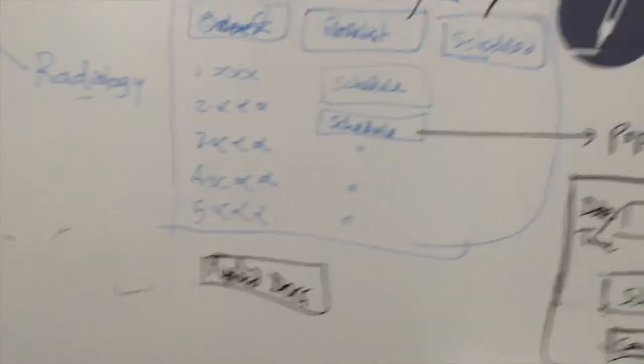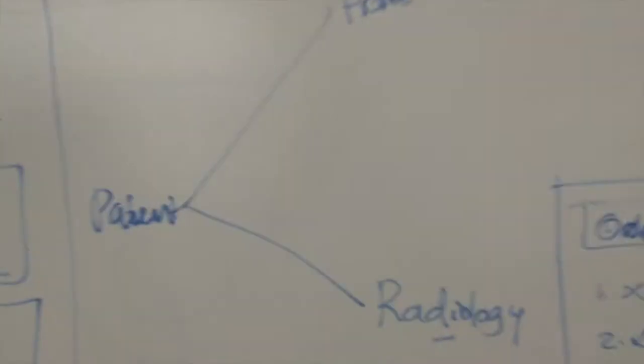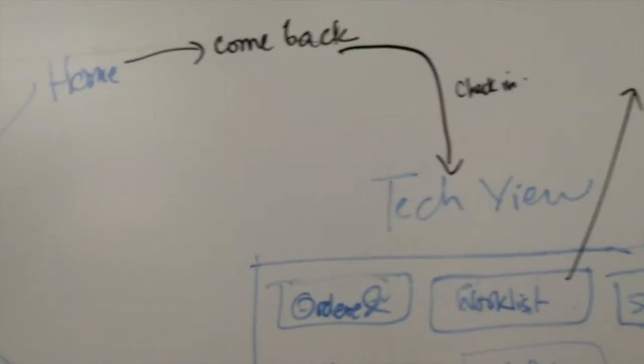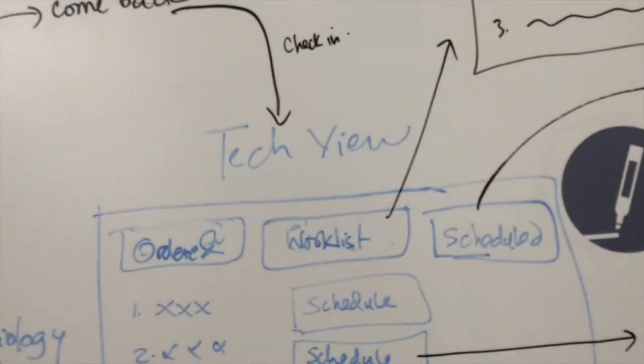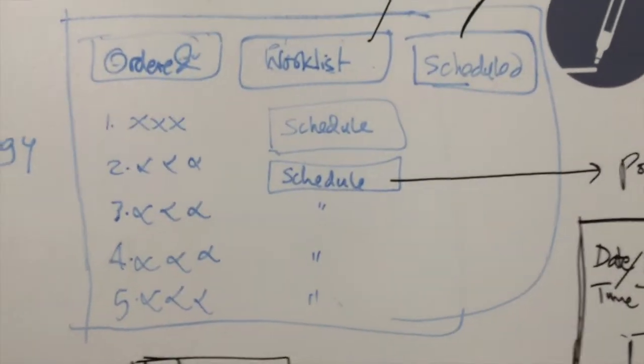And you should be able to cancel tests or delete them from the worklist from the technologist view. I put this here for uploading documents, just because sometimes a patient comes in with outside studies, but I don't know where that will fit in for now. So imagine the patient who went home and came back. The technologist will be able to pull up the scheduled patients and then check them in and generate a worklist.